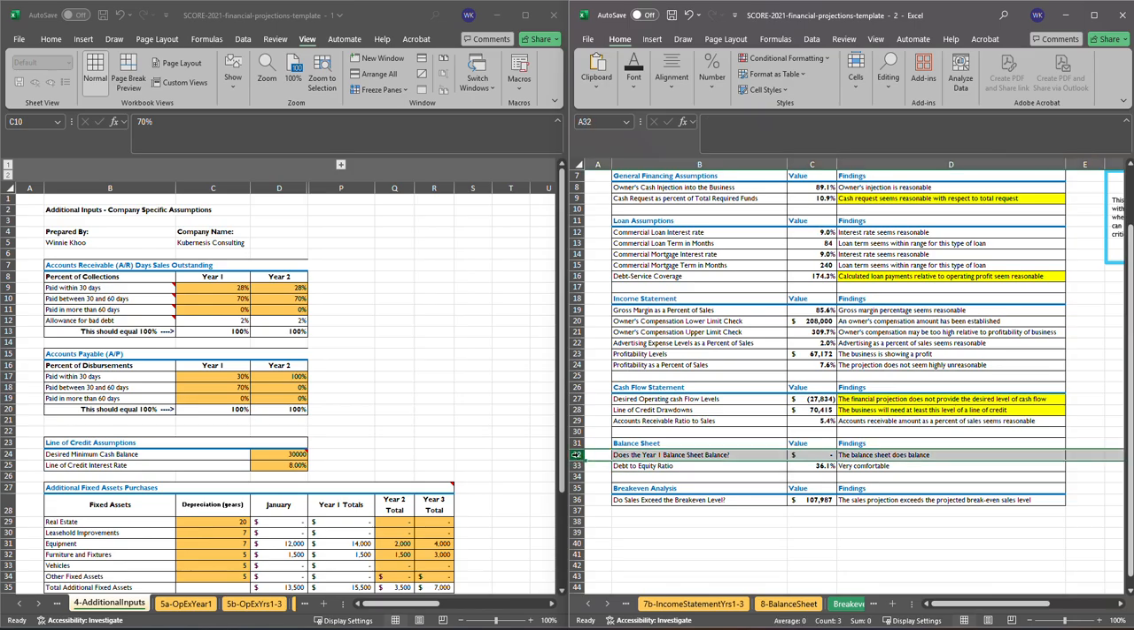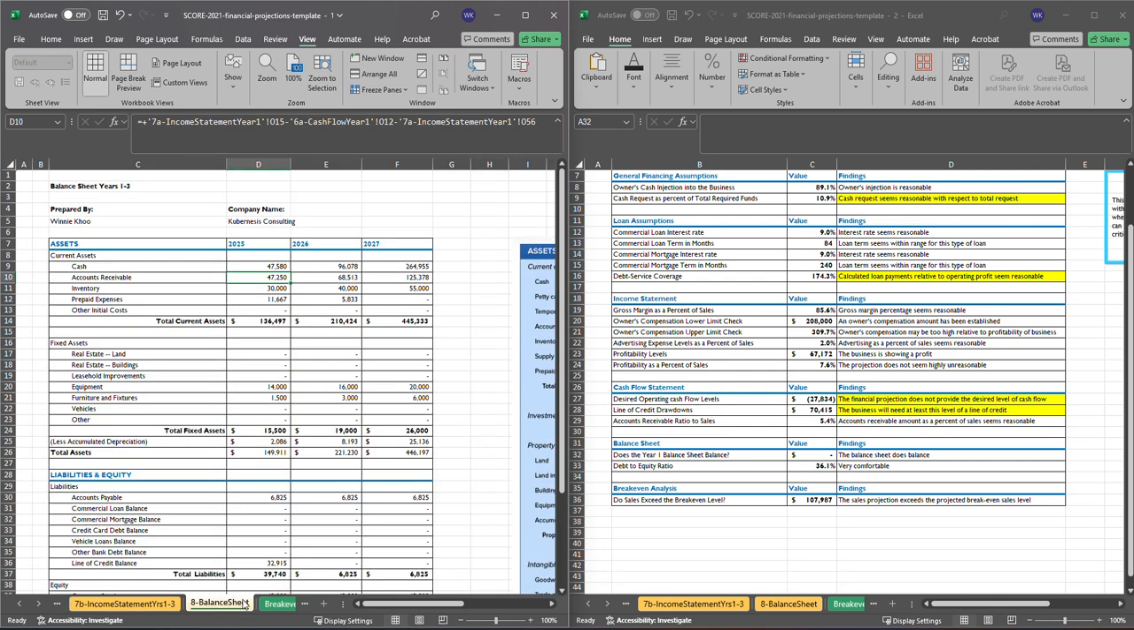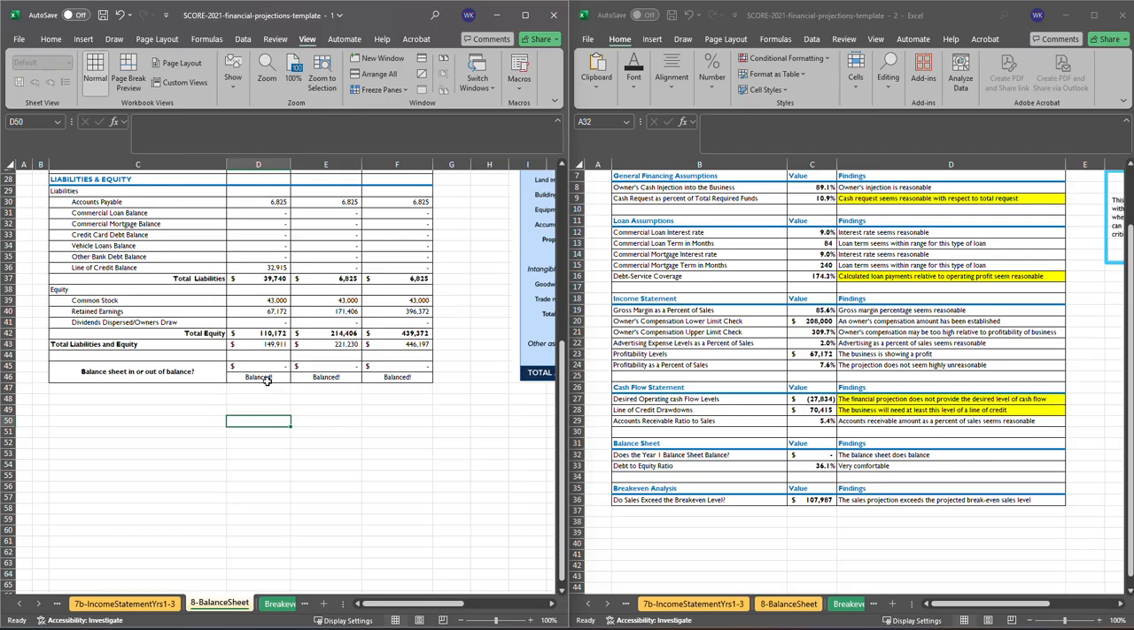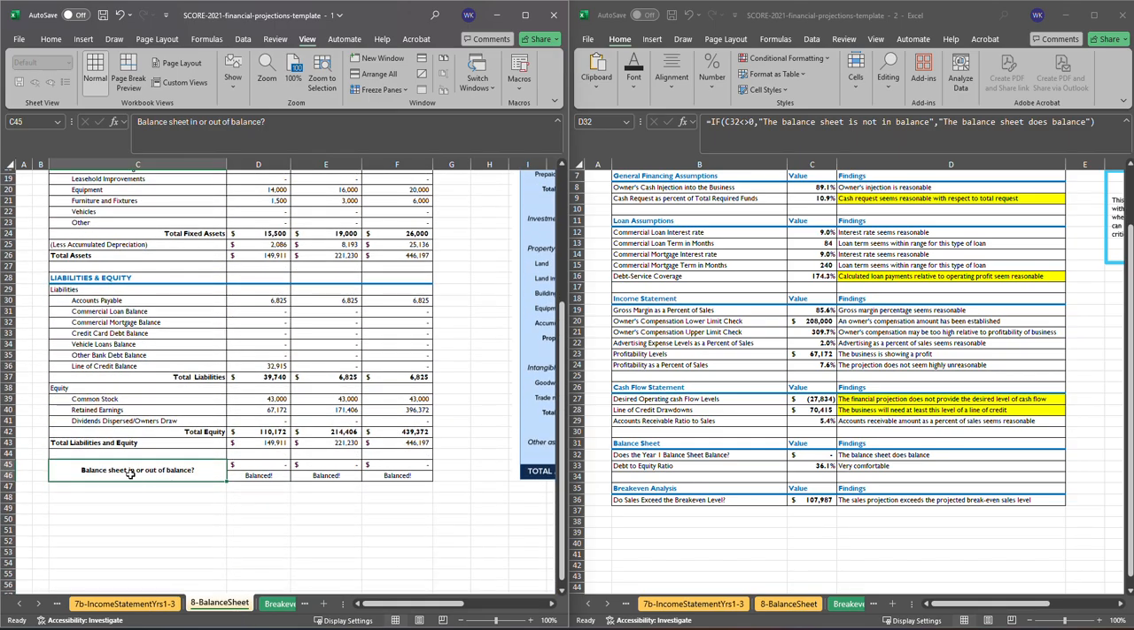Here, does year one balance sheet balance? I think we reviewed this in the balance sheet video. Okay, so that's this one. Here is if this is not 0. So it was talking about this number here. If it's not 0, then the balance sheet is not in balance. Luckily, mine is 0. So it's a check to make sure that the balance sheet does balance. So there's a check here in the Diagnostic Tools. There's also a check already within the balance sheet tab, whether the balance sheet is in or out of balance.